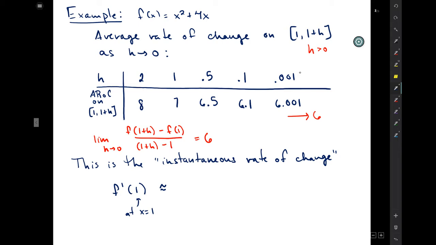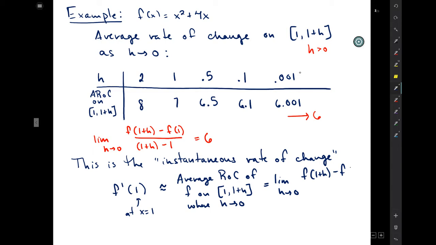And what we've seen is that this is approximated by the average rate of change of f on intervals 1 to 1 plus h, where h goes to 0. And so that's precisely, well, I say it's precisely and then I write approximately. That is precisely this limit. As h goes to 0, f of 1 plus h minus f of 1 over 1 plus h minus 1.